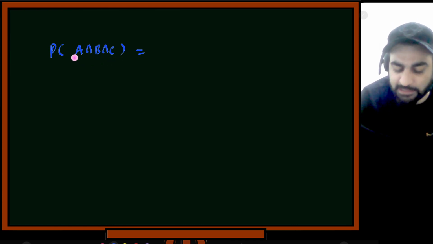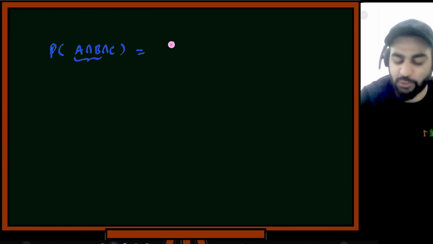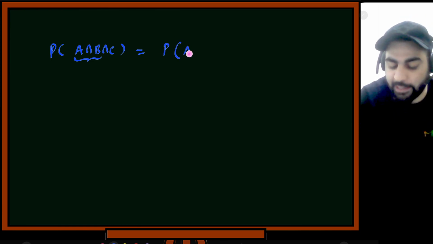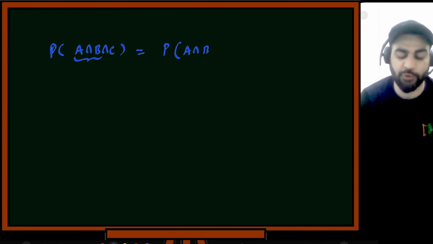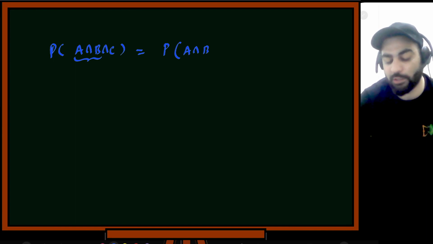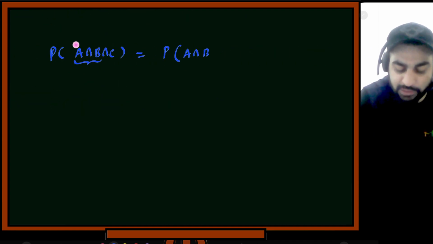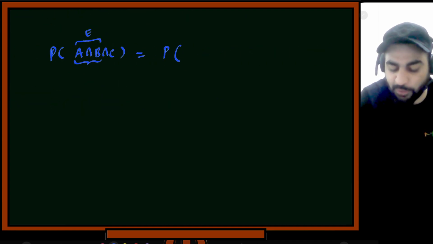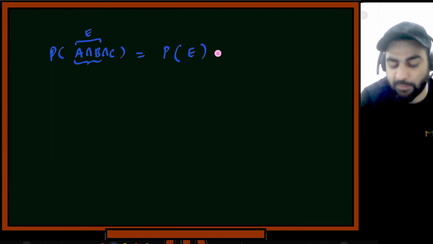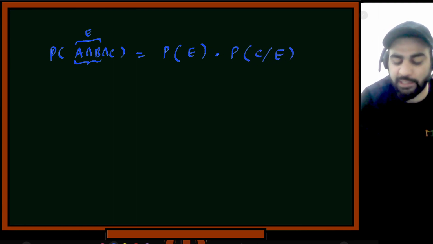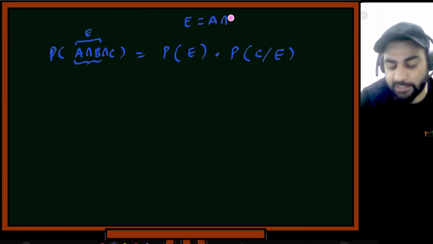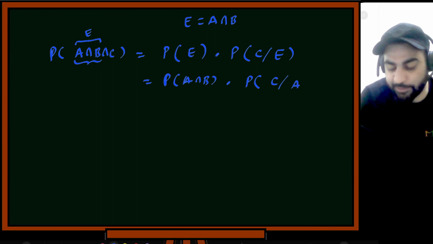So what I said is that consider these two as one event. For the sake of argument, they are one event. So we'll write probability of A intersection B. This is our one event. According to the multiplication rule we wrote, probability of A intersection B is probability of B multiplied by probability of A given B. Let's call this event E. So we write probability of E multiplied by probability of C given E. Now we know that E can be substituted, as our E was equal to A intersection B. So we can write probability of A intersection B multiplied by probability of C given A intersection B.